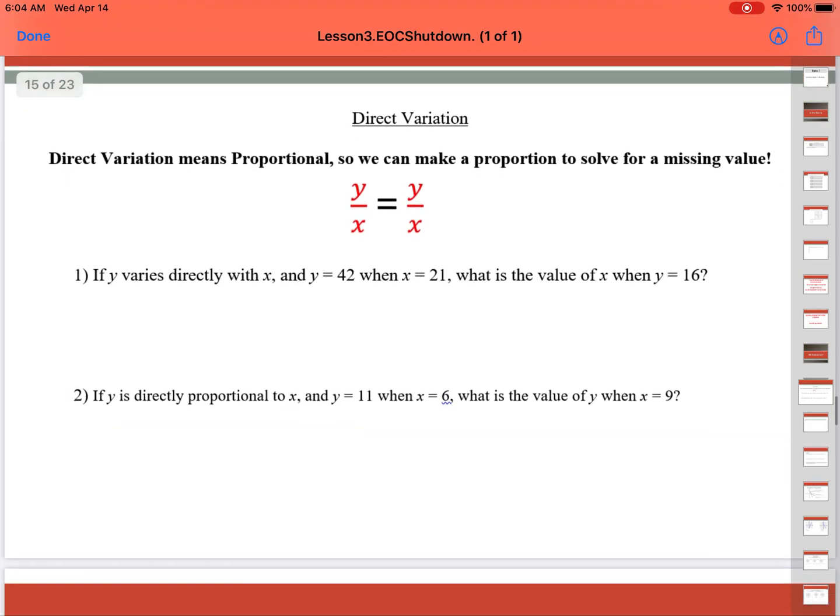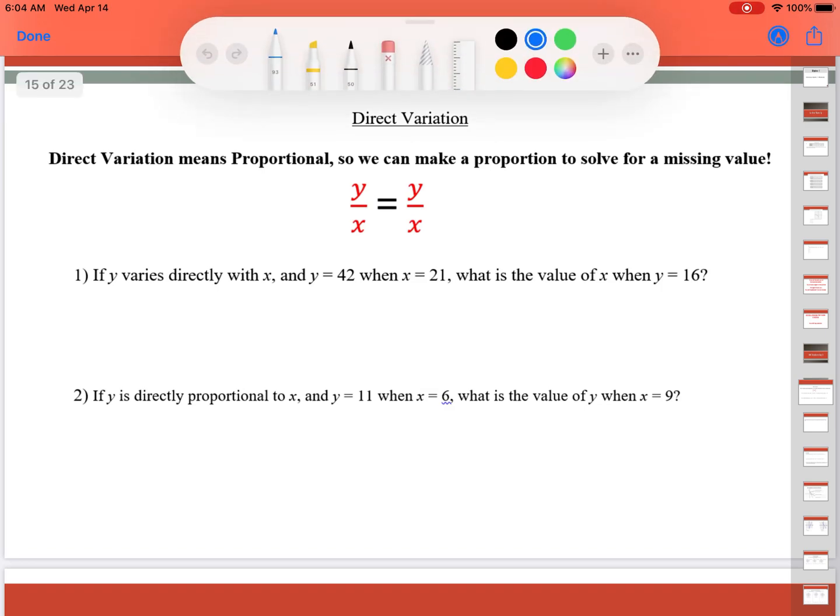What direct variation means is anytime you see the phrase y varies directly with x, or y is directly proportional with x, you see the word directly, that means you have to set up this formula. So in this first one here, I'm going to write it down, y over x equals y over x. When we look at this one, the first y value is 42.